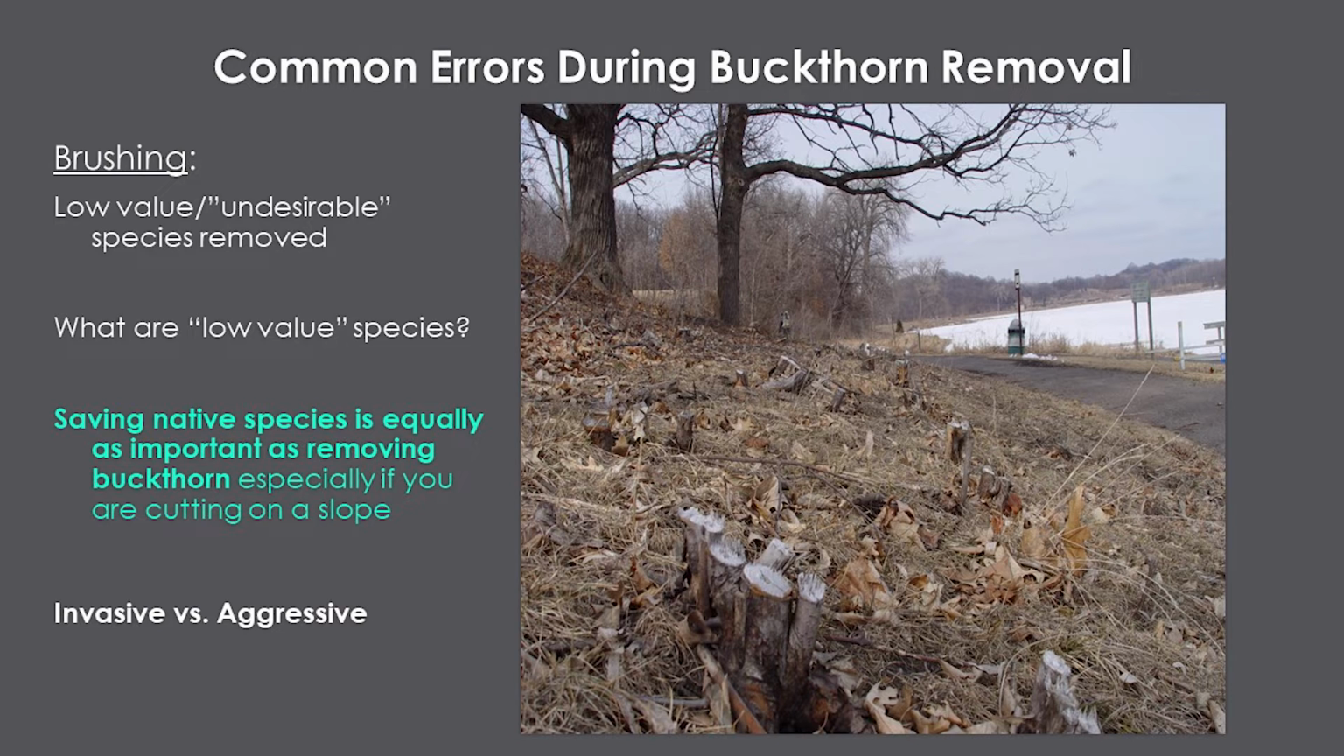Some people call them undesirable, but they're pioneers. The forestry term for plants that come in after disturbance, after wind throw or fire or clear cutting, is pioneer species, the ones that distribute really easily, like the helicopters of the silver maple and the cotton of the cottonwood, and the things that seed very readily. So there's those ones that I mentioned already. And so I changed the color of this just today. Saving the native species is equally as important as removing the buckthorn, especially if you are cutting on a slope.